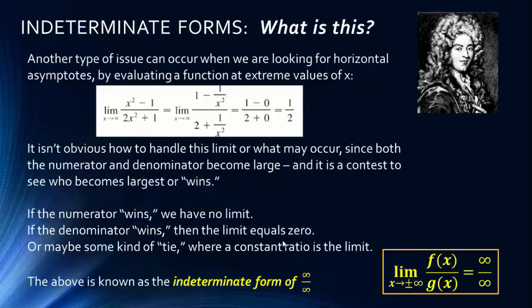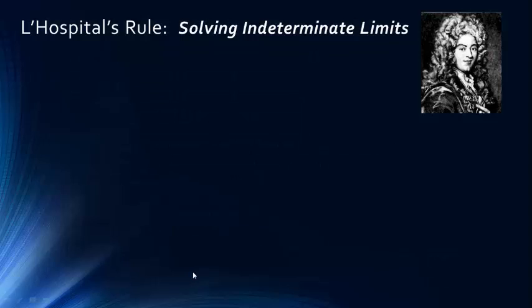Okay, so you need to be able to identify if there is an indeterminate form. And again, that's plugging in the value of the limit and seeing what happens to the numerator and what happens separately to the denominator. If you have infinity over infinity or 0 over 0, you have what's called an indeterminate form.